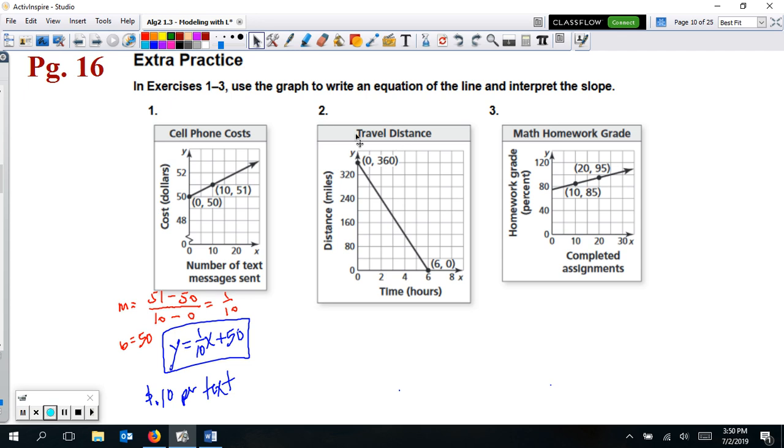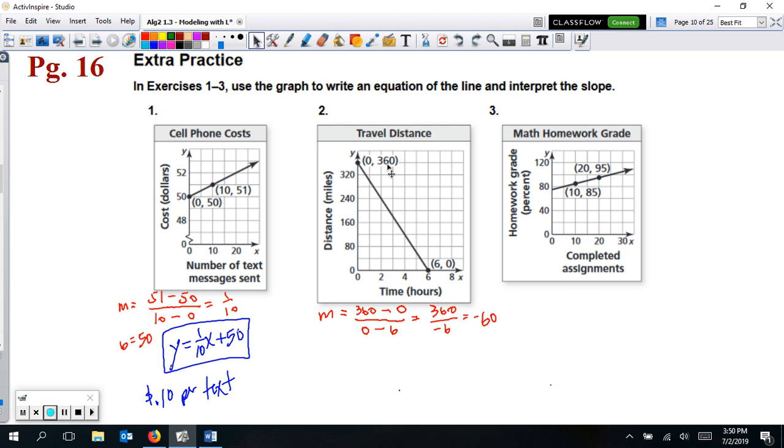Number 2, we have a travel distance here. The distance is the y-axis, the time is the x-axis in hours. And so again, we have a y-intercept there. We need to know what the slope is by subtracting the y's. We can start with the bigger number, 360 minus the 0 on top, which means we're going to be doing 0 minus 6 below that. And so it's going to give us 360 over negative 6, and that's going to end up being negative 60 for the slope. It is going downhill, as you can see. From left to right, it's going down, and so that is a negative slope.